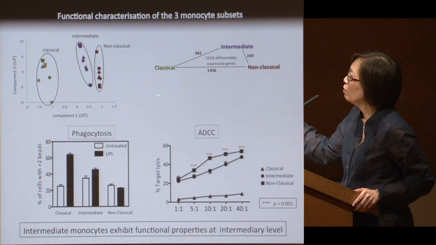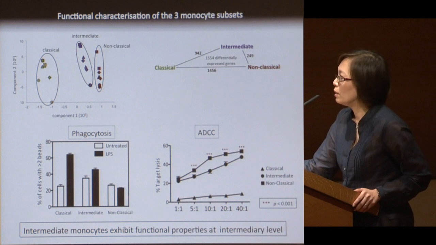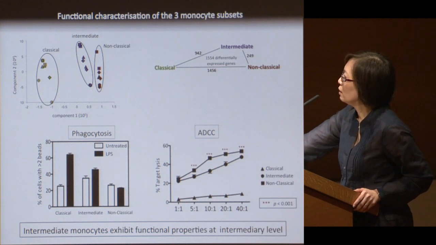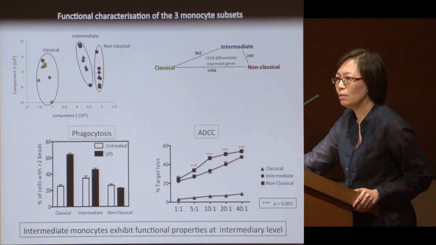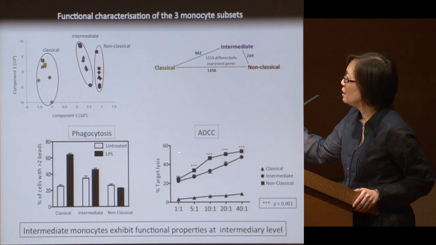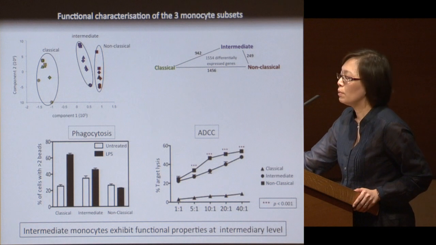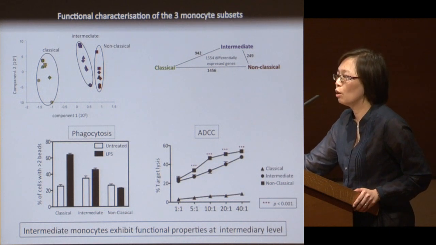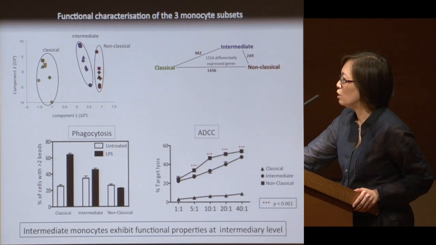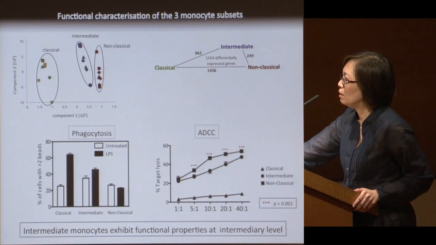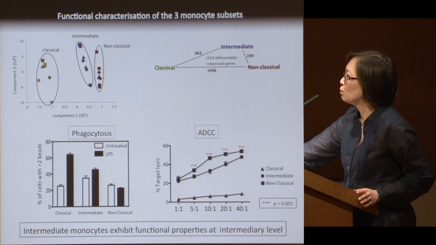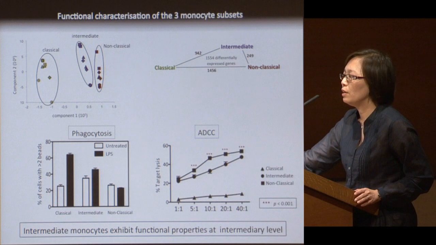And in terms of the ADCC that I described earlier on, if we now divide the CD16 positive cells into the intermediate and the non-classical, we can see that the intermediate again has a significantly lower capability of lysing the tumor cells as compared to the non-classical population. All these point to the intermediate monocytes exhibiting functional properties at an intermediary level.